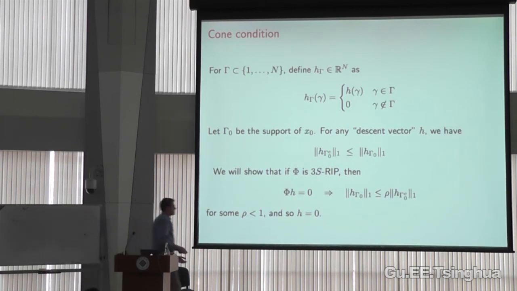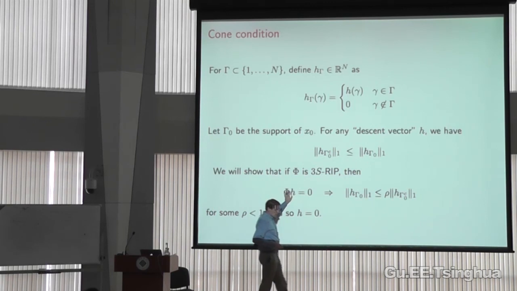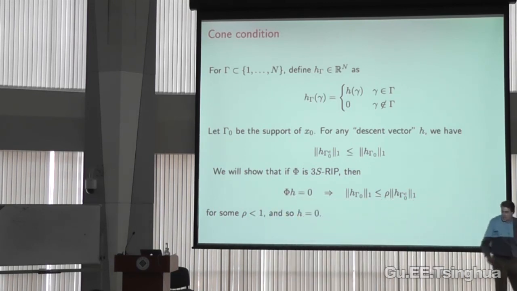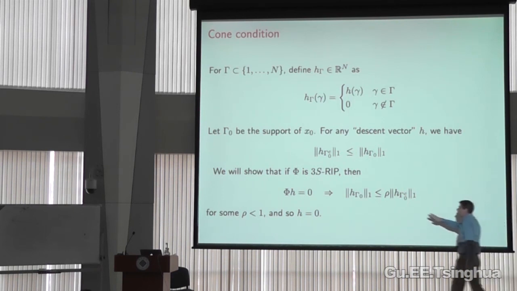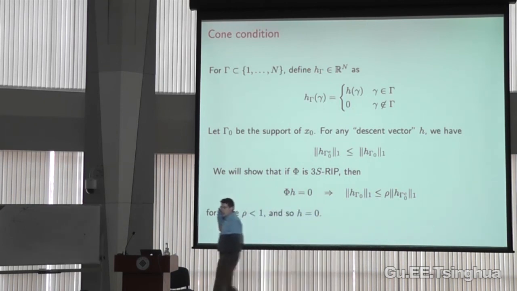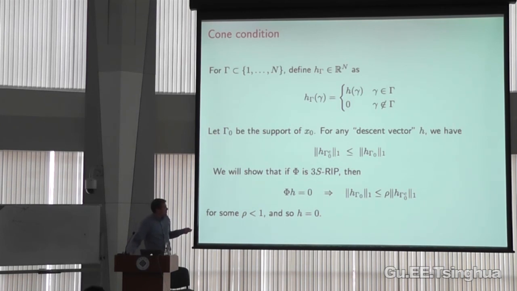So in some sense, this is saying that if h is in the null space of this matrix phi, then h has to be kind of spread out. It can't be too concentrated on the support. That's what we're going to show. So this first half we showed. Now we just need to show this: for any vector in the null space, the sum of the magnitudes on the support of gamma naught is less than rho times the sum of the magnitudes elsewhere.